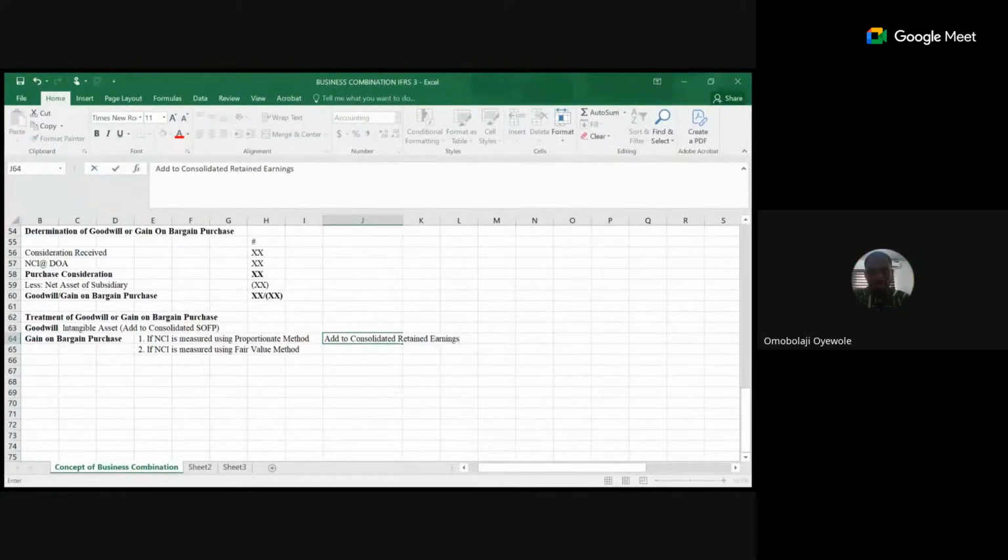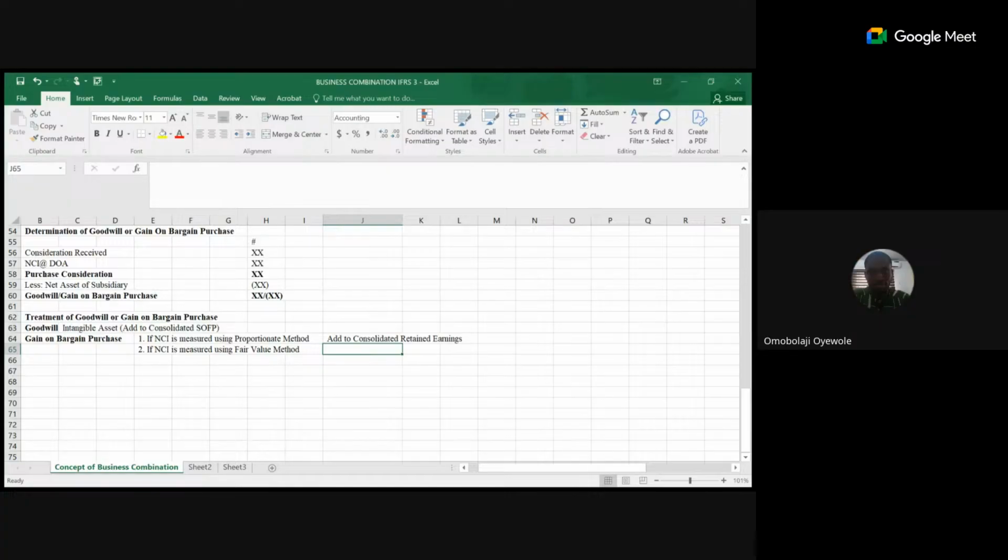When you're calculating for gain on bargain purchase, you have to ask yourself, which method am I using to measure NCI? So if the method I'm using to measure NCI is proportionate share of identifiable net assets, then what will I do to my gain on bargain purchase? I will add it to consolidated retained earnings.